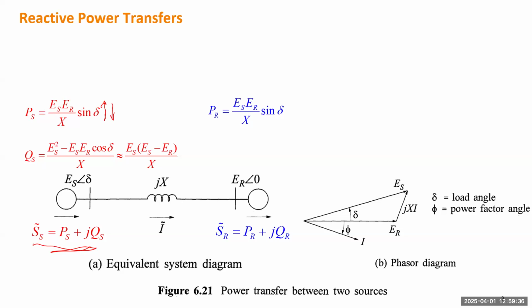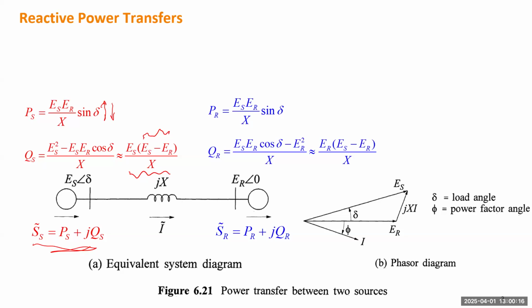Here, if delta is small, and usually it is, we can utilize this formula to estimate how the reactive power changes with the system. The main change in reactive power depends on the voltage gradient from the left-hand side to the right-hand side, which means if you want QS to be positive, ES needs to be higher than ER. And if you want to increase Q, ES should be increased, right? We need to increase the difference between the voltages on both ends.